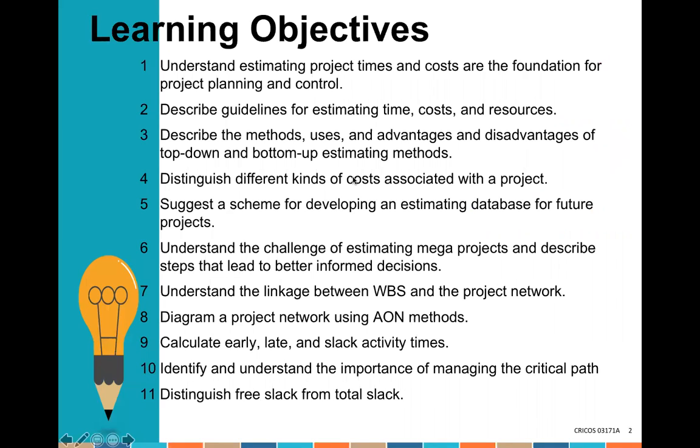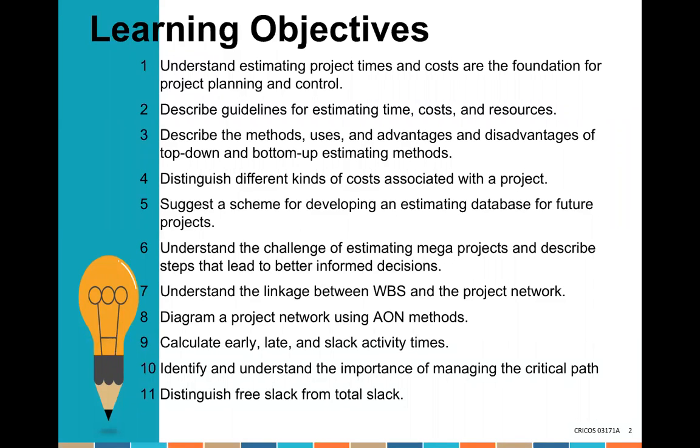The learning objectives are that we're going to understand estimating project times and costs, which are the foundation of project planning and control. We're going to describe the guidelines for estimating time, costs, and resources. We're going to describe the methods, uses, and advantages and disadvantages of top-down and bottom-up estimating methods. We're going to distinguish different kinds of costs associated with a project. We're going to suggest a scheme for developing an estimating database for future projects. We're going to understand the challenge of estimating mega projects and describe steps that lead to better informed decisions.